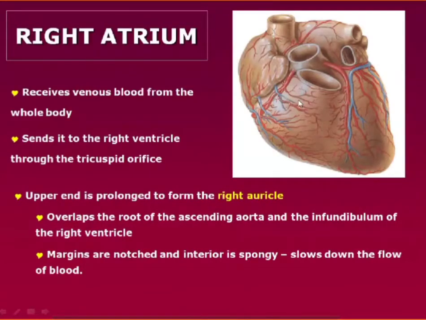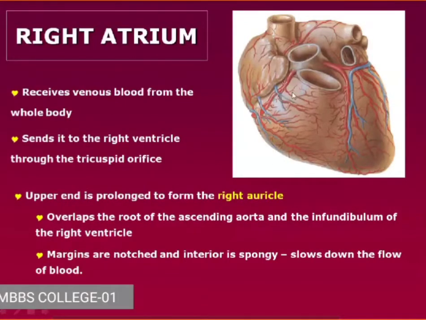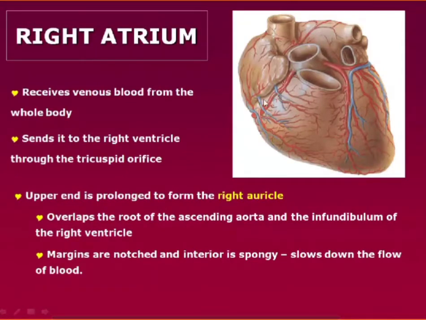In this right atrioventricular sulcus, you can see this artery. What is this artery? This is the right coronary artery. Along with this right coronary artery, what is present? The small cardiac vein. So within this coronary sulcus, what is lodged? The right coronary artery along with the small cardiac vein.